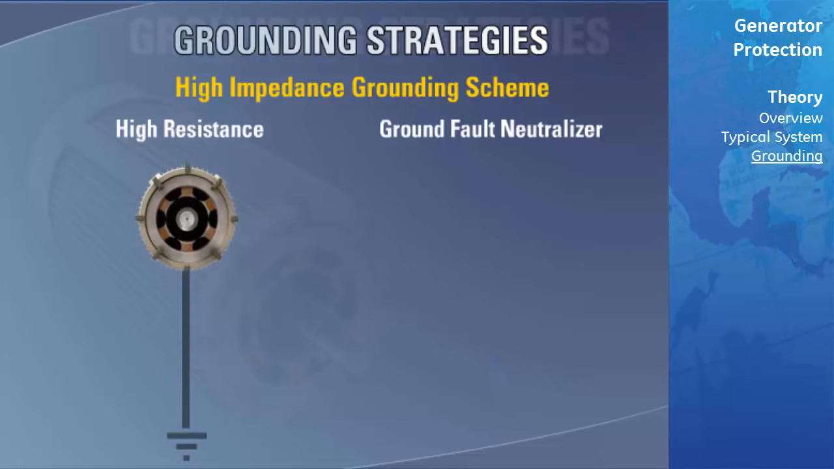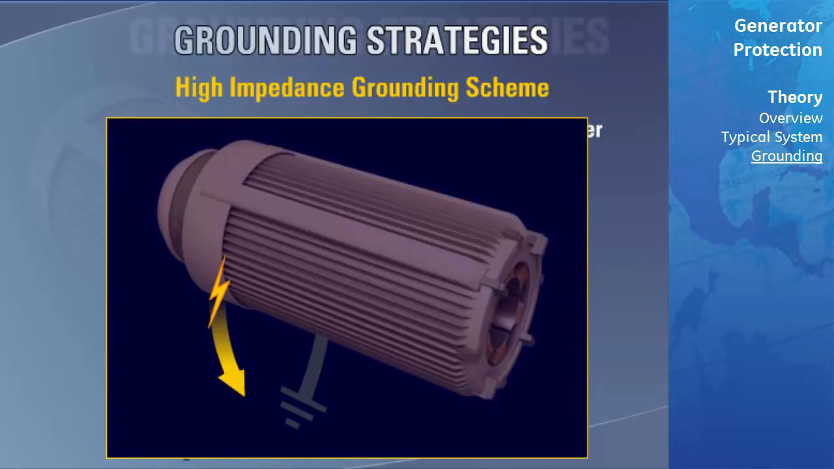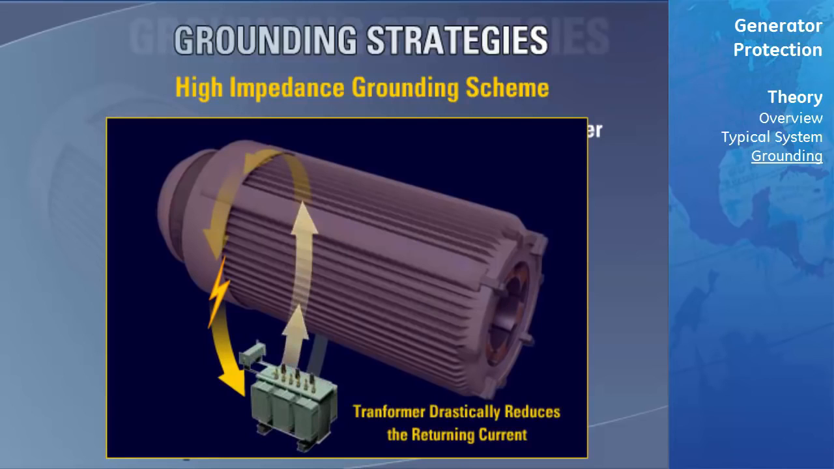The high resistance scheme uses a grounding transformer and a resistor connected across the secondary. With large generators, a distribution transformer is used as a grounding transformer. Let's look at a ground fault within a generator using the high resistance scheme. As fault current flows to ground, the transformer will drastically reduce the level of fault current. Therefore, the amount of fault current flowing back into the generator is also greatly reduced. This means that the damage that could occur to the generator during a ground fault will be far less. Generally, high impedance schemes limit the primary current to between 3 to 25 amps.